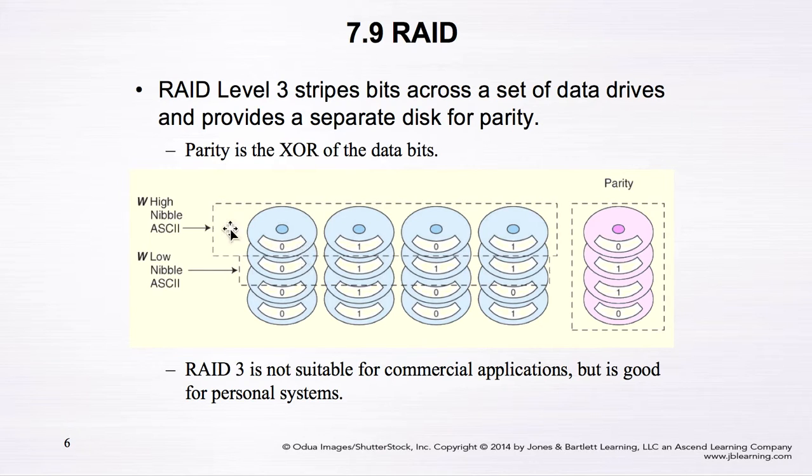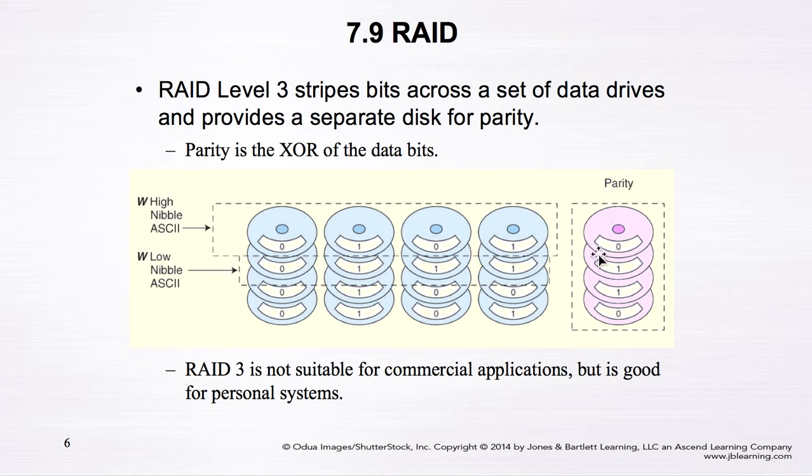For example, you have the high nibble of the ASCII code of some data, the letter W right here. So you have 0, 1, 0, 1, and to compute the parity, basically parity is just performing the XOR operation on bit 0, bit 1, bit 0, bit 1. So we get 0. The same here, we can compute the parity for the second group, 0, 1, 1, 1. So we get 1, and so on. Okay, so we can have the parity right here.